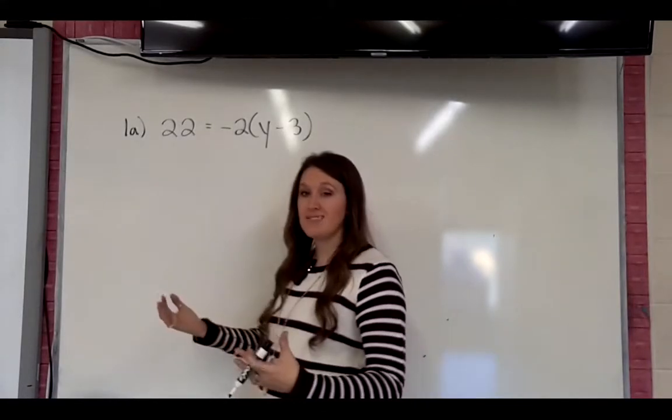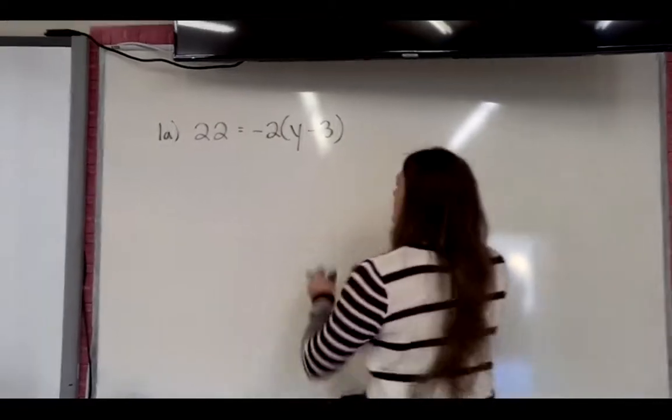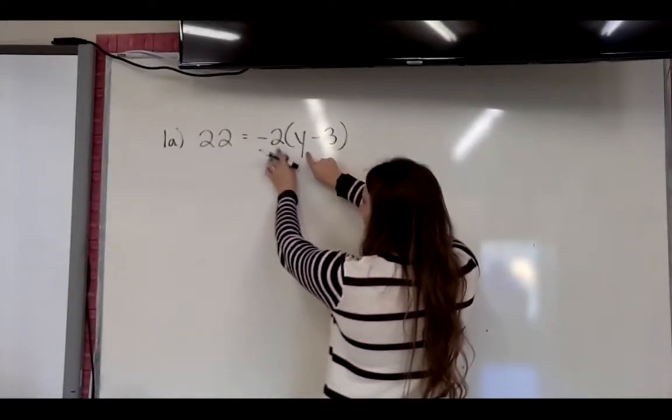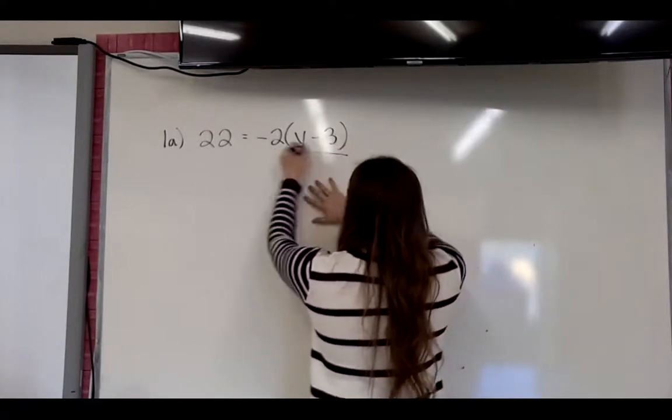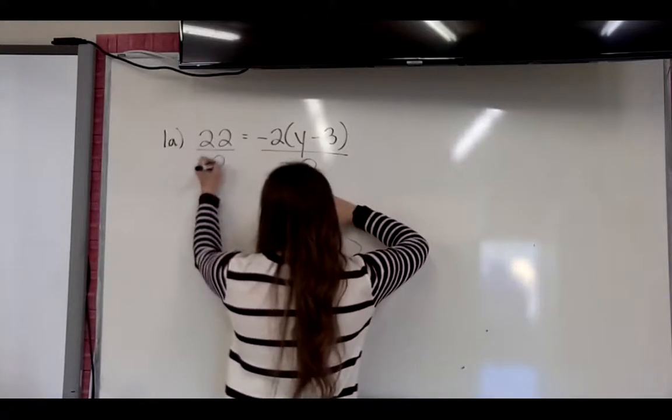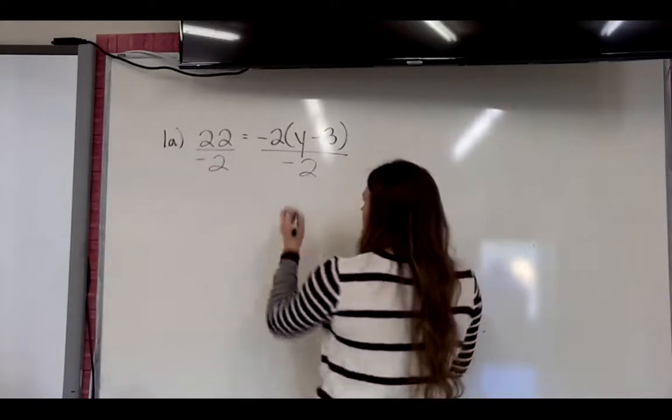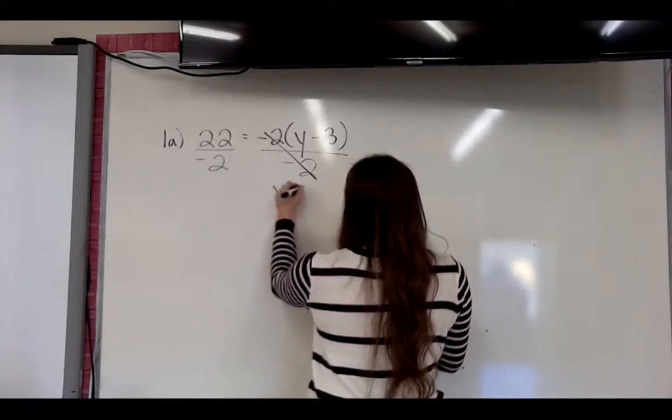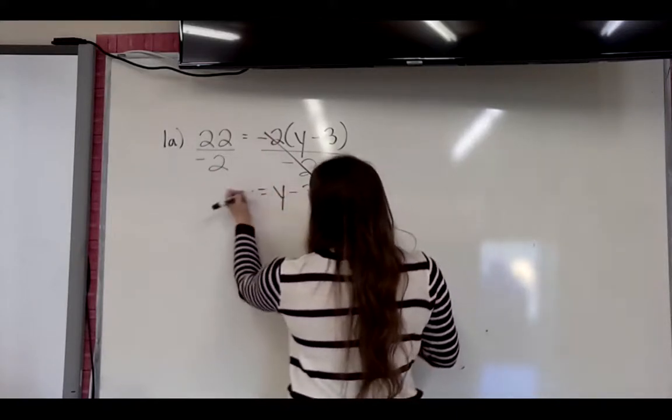But what they've shown us is there's an even easier way. Since it's negative 2 times all of this, and we know we're solving for y, we have to get rid of that. I can go ahead and just divide this whole side by negative 2 and this whole side by negative 2, just like we looked at that example. When I divide that, it cancels, and I'm left with y minus 3 on this side.